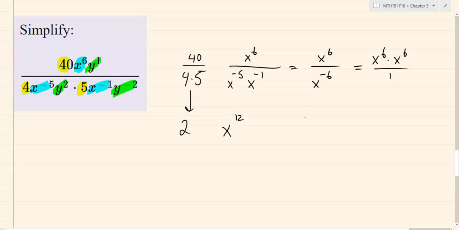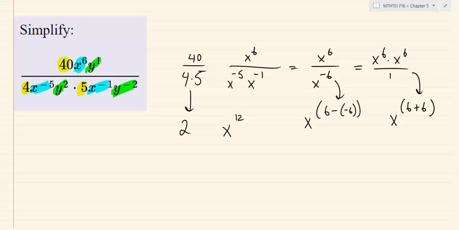Or you could say this is x to the 6 minus negative 6. That's what this leads you to. This leads you to x to the 6 plus 6. So what would you rather do? Do you want to subtract a negative or do you want to add a positive? It's the same answer. Most students will prefer to add the positives rather than subtracting negatives.